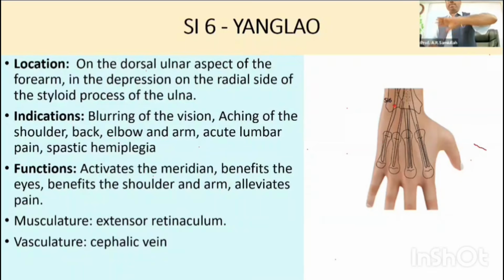When the hand is pronated like this, you find the styloid process of the ulna. In the depression, the point is located. That point is known as Yang Lao. For all aged persons, applying this point will be really fruitful. Remember, this is also known as the Xi cleft point. So for the acute condition of any kind of small intestine related issues, you can use this point.